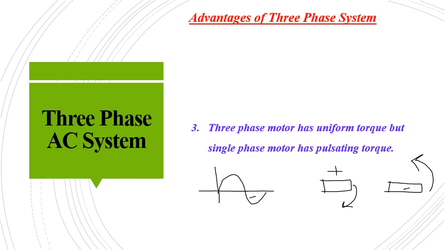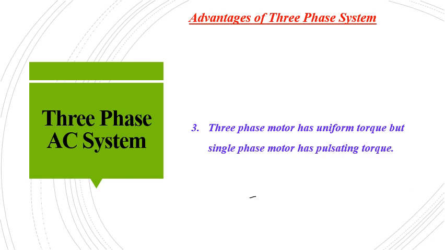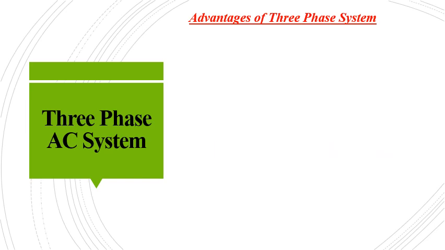This has one more disadvantage: single-phase induction motors are not self-starting due to this pulsating torque, because the motor will only be oscillating. During the positive half cycle it will rotate clockwise, and during the negative half cycle it will rotate anti-clockwise. So that is the fourth advantage when we compare with the three-phase system.